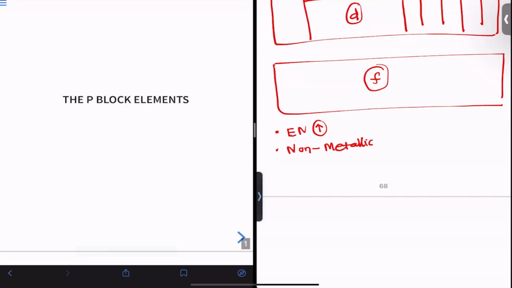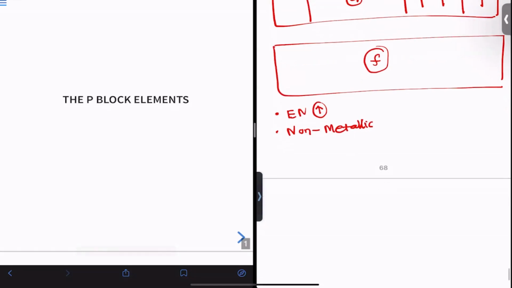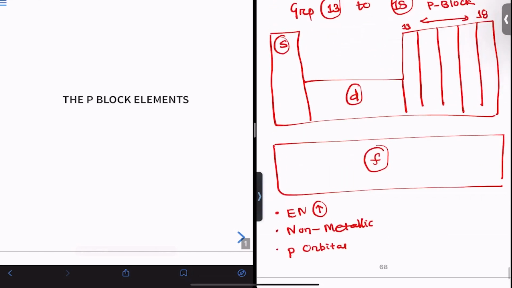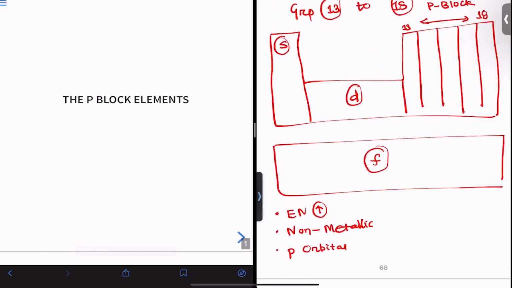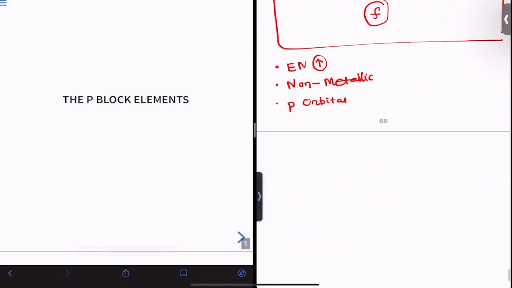Then all the elements have an electronic configuration which ends with the p orbital. If you try to draw the electronic configuration of any element in the p block, they'll have their last electron in the p orbital. What are the orbitals? S, P, D, and F.